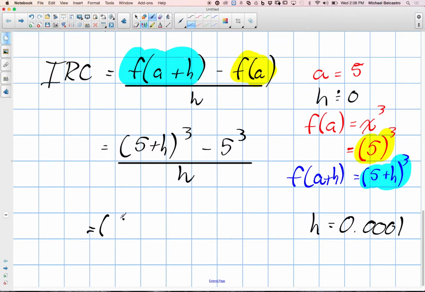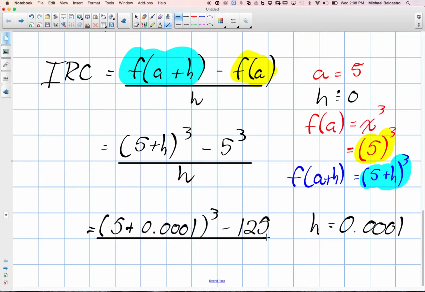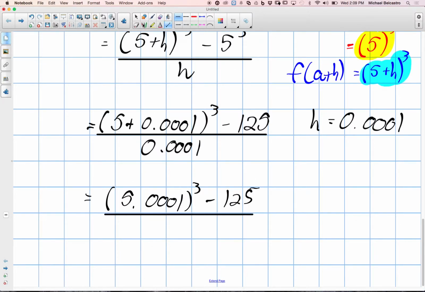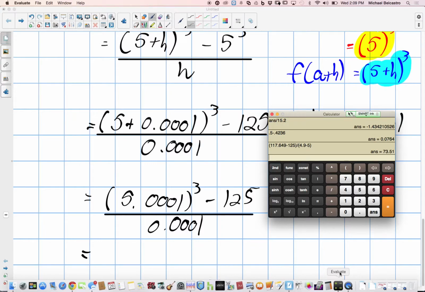So that means we would get 5 plus 0.0001 cubed. How many zeros did I write? 3. There you go. We know this will be 125, and our h value below 0.0001. Okay. Essentially, this gives us 5.0001 cubed minus 125, all divided by 0.0001. Okay. And we're going to type this into our calculator, and this will give us a slope again, hopefully even closer to 75 than before.